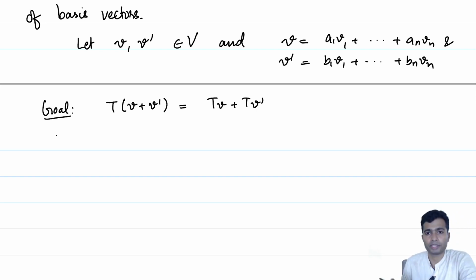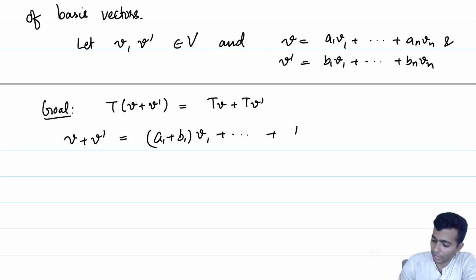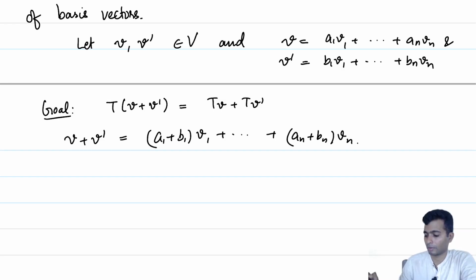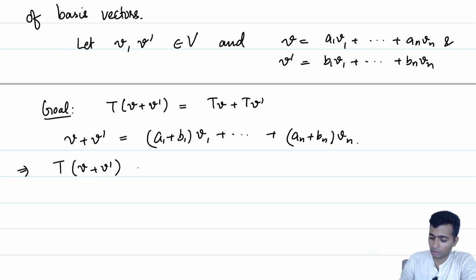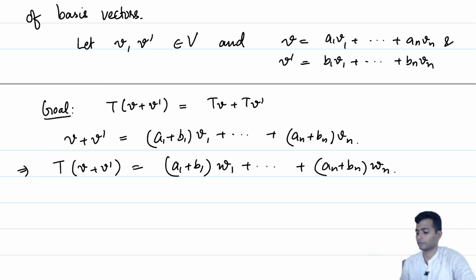What is T of V plus V prime? Before we do that, what is V plus V prime? Let's find out. This you should check is equal to (A1 plus B1) V1 plus up to (An plus Bn) Vn, and therefore T of V plus V prime, after all the manipulations, will be (A1 plus B1) times W1 plus up to (An plus Bn) times Wn, by the very definition of our map T.